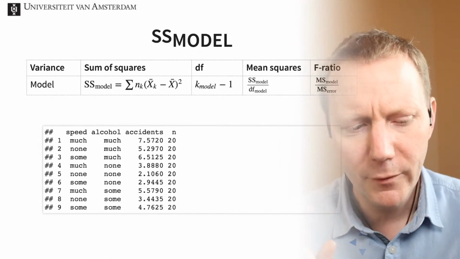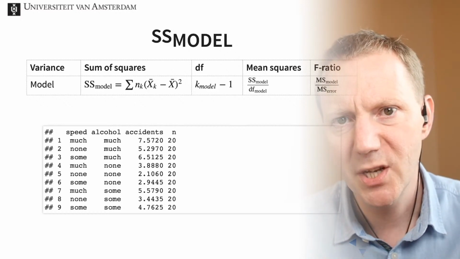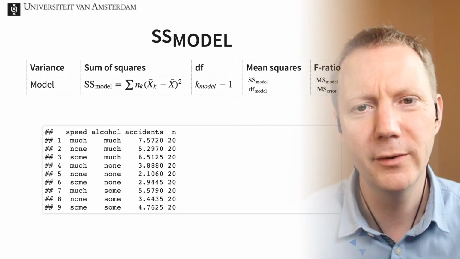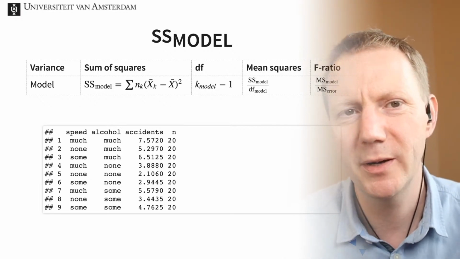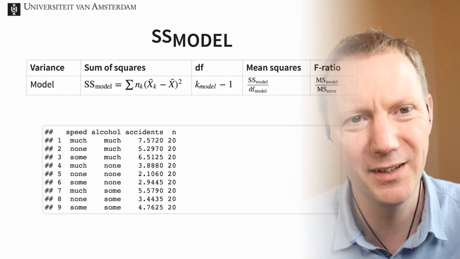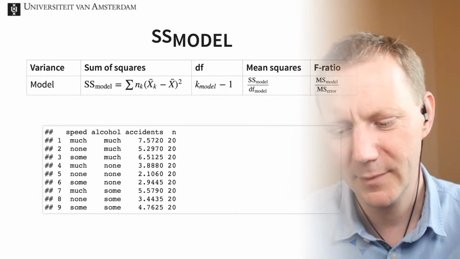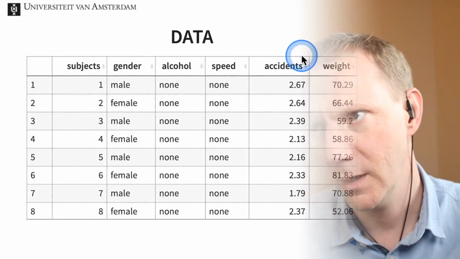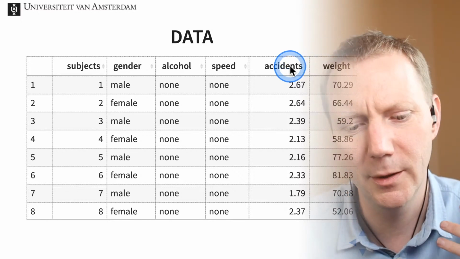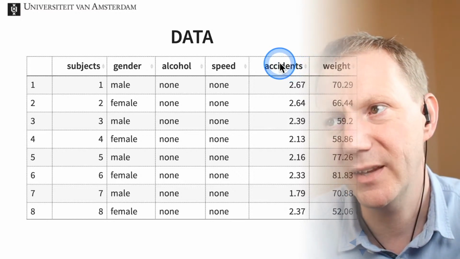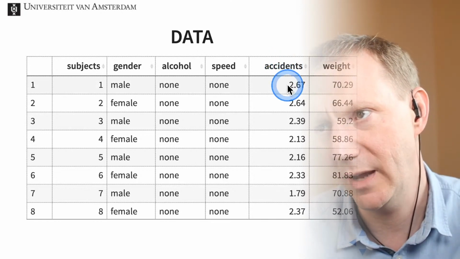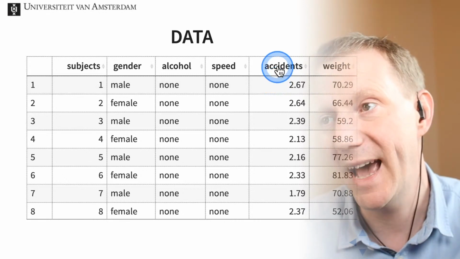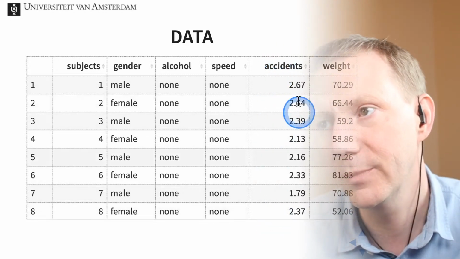So we're first going to look at the sums of squares of the model. Of course, we have the total amount of variation that there is, which I told you about. It's again looking at the difference between the total mean, and in this case, that would be the average number of accidents. So the total amount of variation that there is, is the deviation of each and every score for each individual from the average of this entire column.